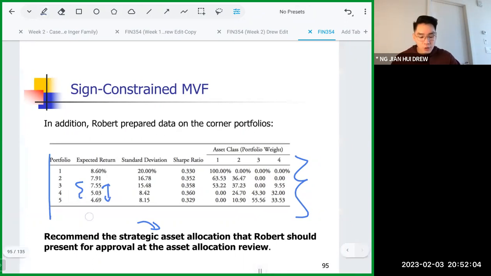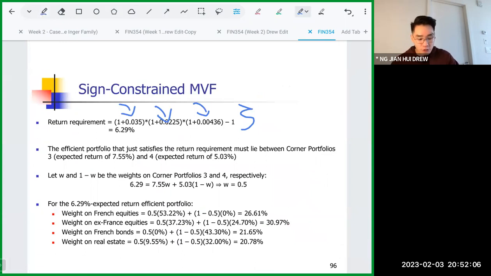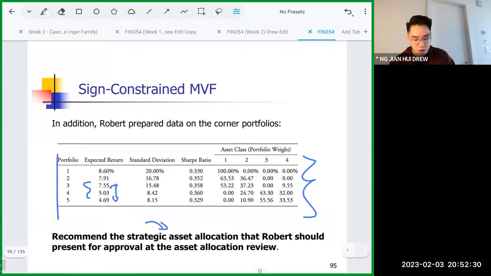So what do we do? We let the weight of portfolio 3 be W and let the weight of portfolio 4 be 1 minus W, right? Which is what's being done here. And then you calculate what is the weight required. And we notice that we require 50% of each portfolio. So once we know that we require 50%, we just plug the 50% into the portfolio construction weights.